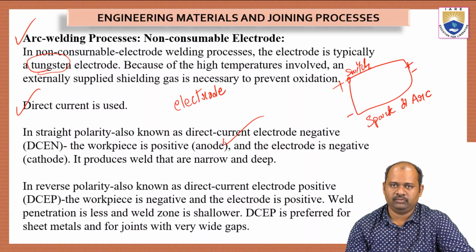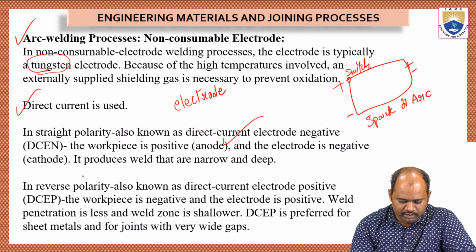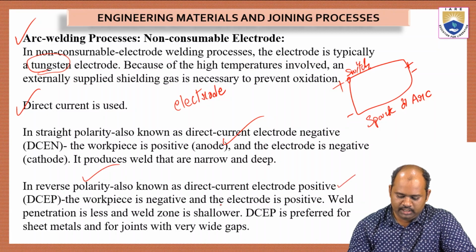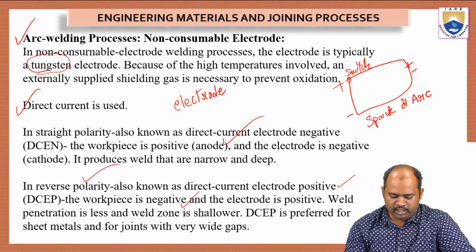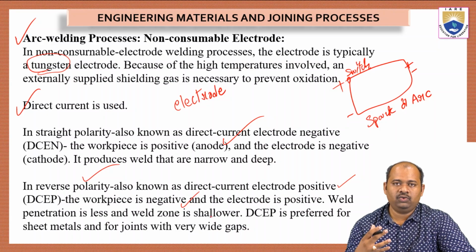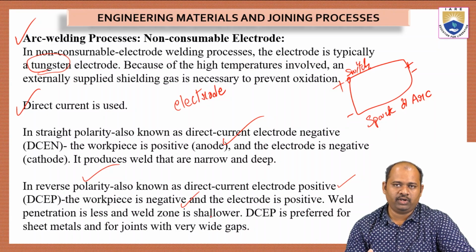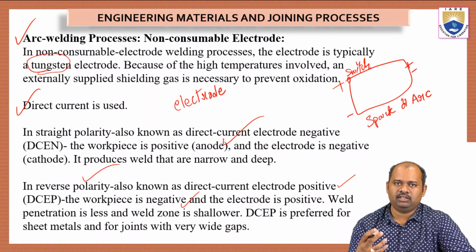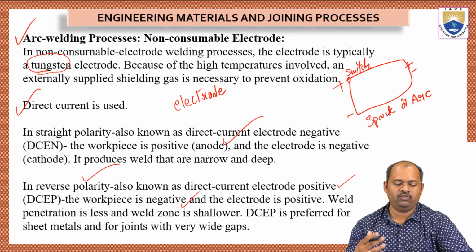See here, in reverse polarity, where the electrode is positive and the workpiece is negative, we will get a shallow joint. A shallow joint is formed. We have to compare these two, one in the forward direction and another in the reverse direction. In forward polarity, we will have thick welds. In reverse polarity, we will have shallow welds.